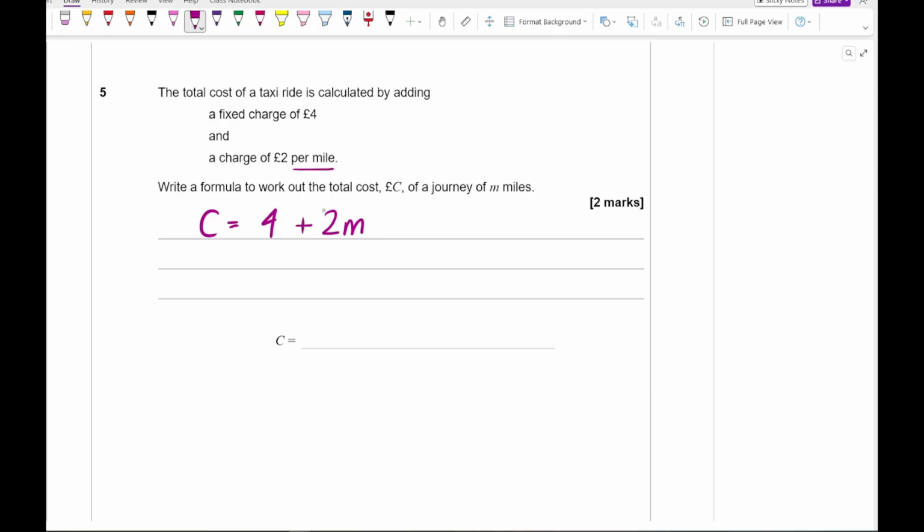And again, with these particular questions, always make sure that the units are the same. So if one was in pence and one was in pounds, then make sure you just choose whether you want to work in pence or whether you want to work in pounds. In this particular case, we want to work with pounds. So here we can write our answer as 2m plus 4, or you can write 4 plus 2m, whichever you prefer.